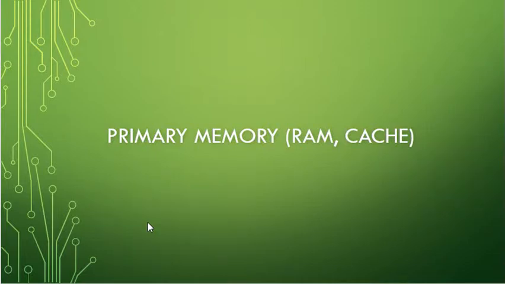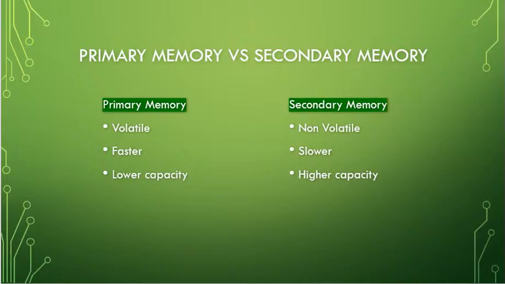Today we're going to talk about the primary memory, specifically RAM and cache. First, before we start, let's talk about the difference between the primary memory and secondary memory. So primary memory, as we said, they are RAM and cache, and secondary memory, we're talking about the hard drive of the computer. So the first difference between a primary memory and a secondary memory is that primary memory is volatile while secondary memory is non-volatile.